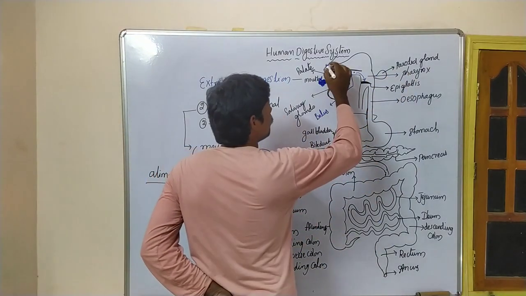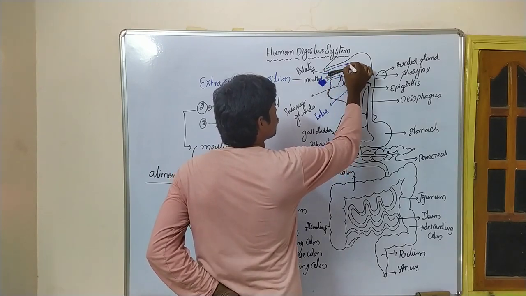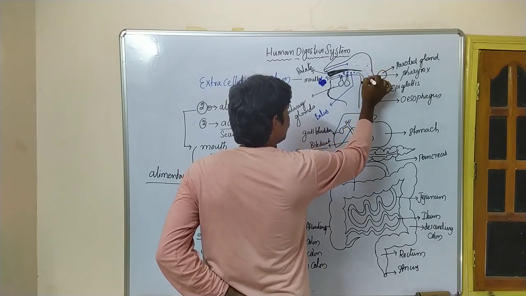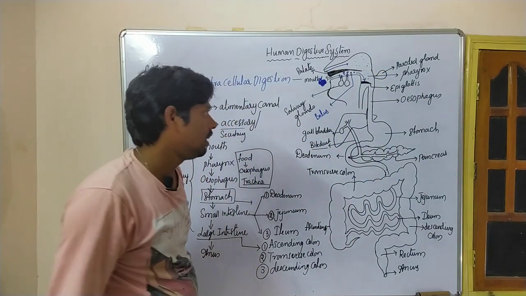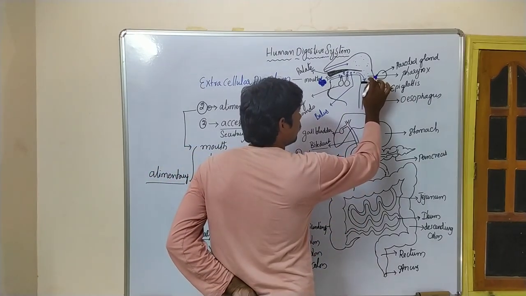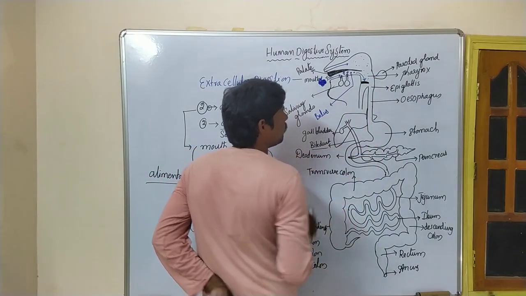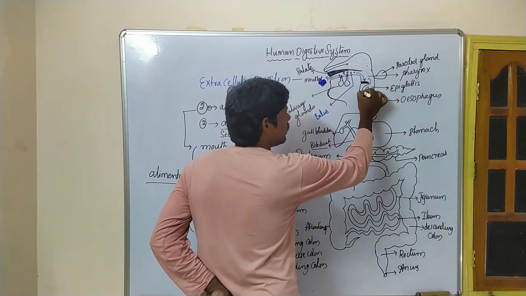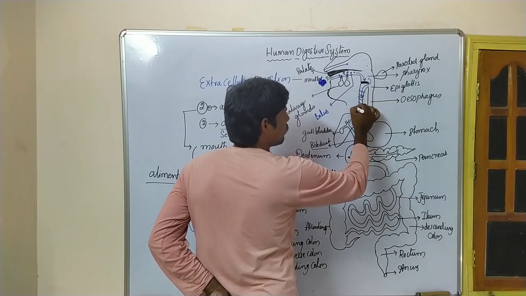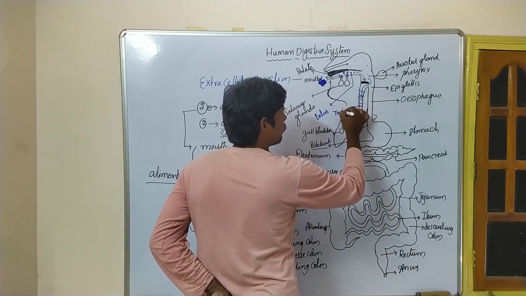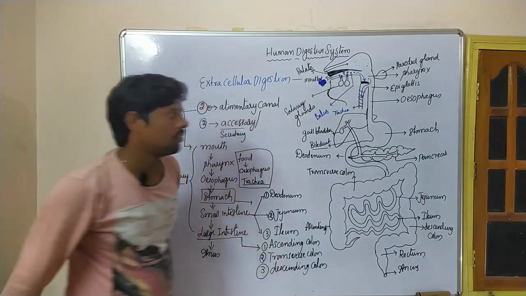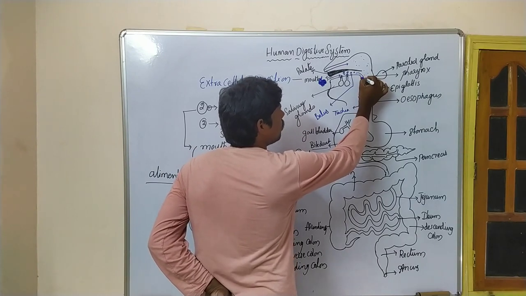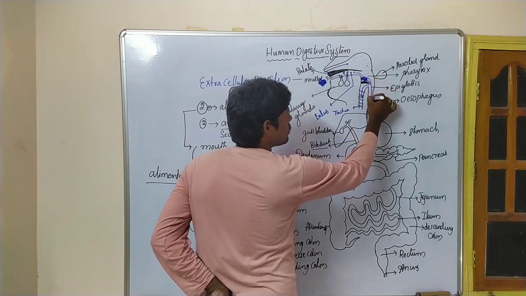At the same time, we are taking air through the nostrils of the nose. The air is also coming here. Actually, what should take place is that the air must enter into the trachea. At the same time, the food particles must enter into the esophagus.